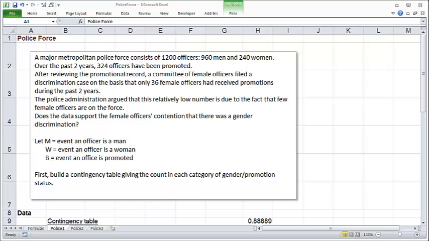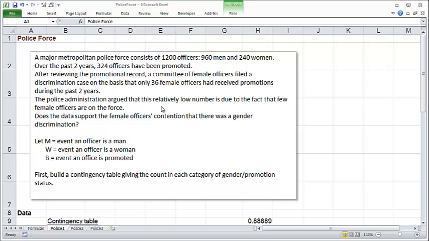Okay, are you ready? As you have read, there is talk of gender discrimination here because very few female officers were promoted in the last 2 years. Overall, 324 officers have been promoted, and out of that, only 36 were female. Of course, the administration would argue that's because there were so few female police officers to begin with. Well, what do you think?